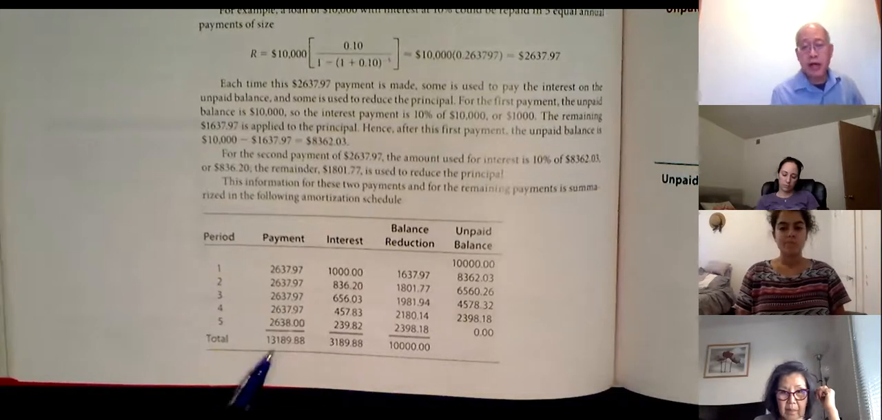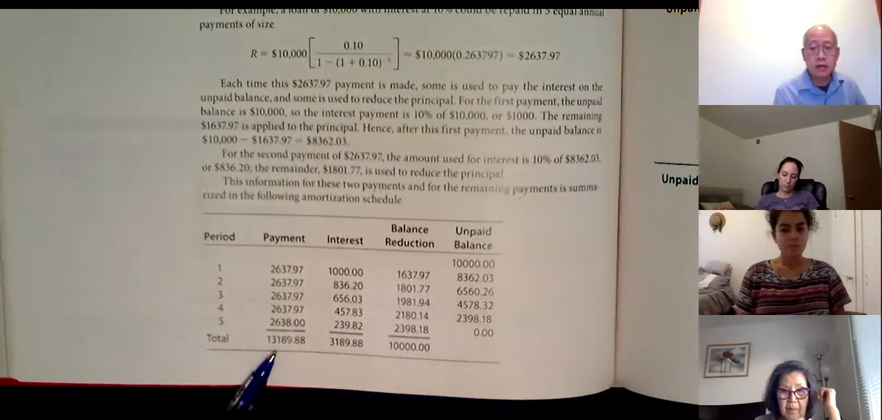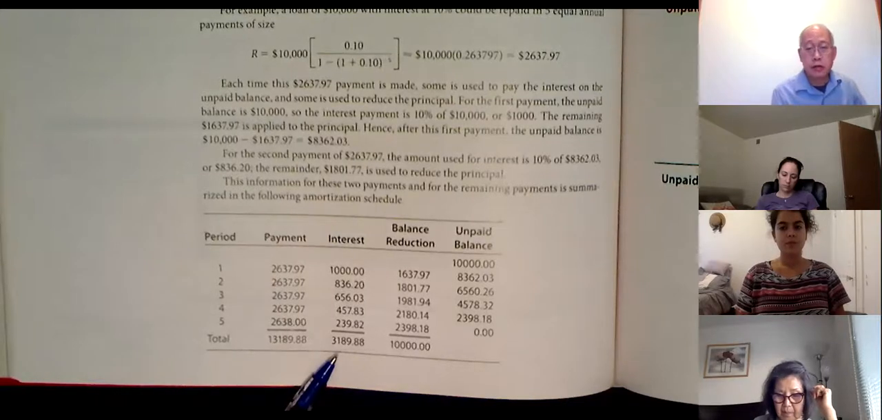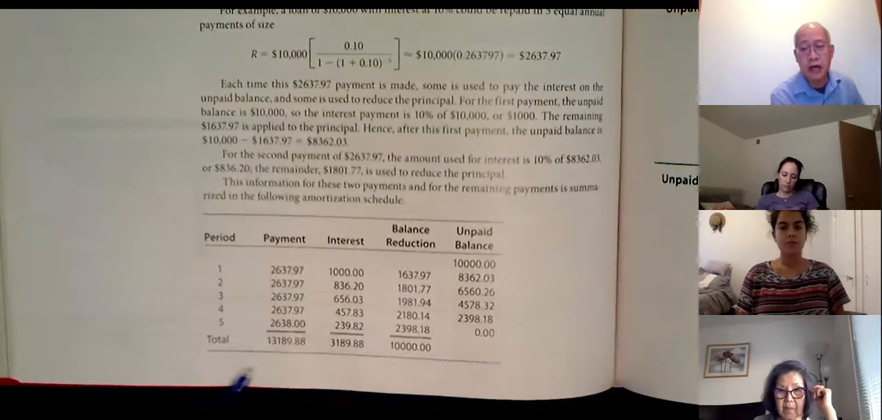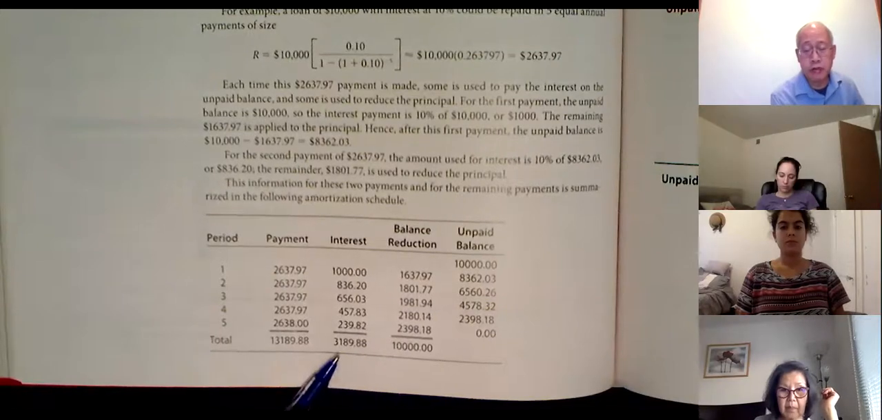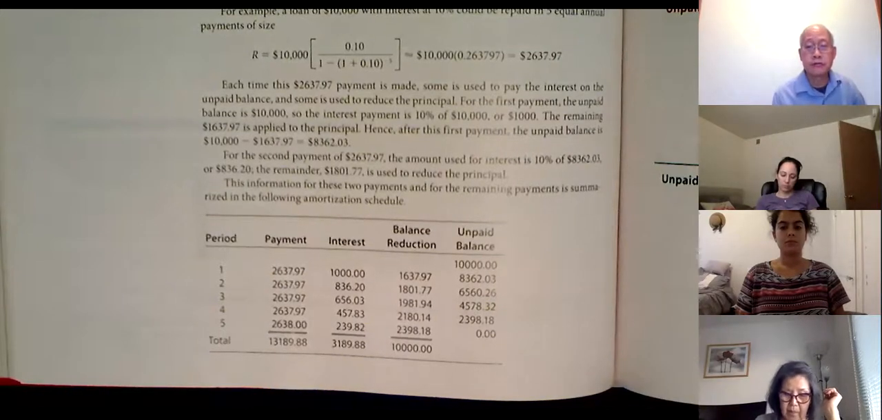How much do I end up paying? 13,000 plus. Right? So the difference between these two, as you can see, is the interest. So I borrowed 10,000. I end up paying back 13,000 and more. That's always that way. Whenever you take out a loan, it's always that way. You pay so much money in interest.